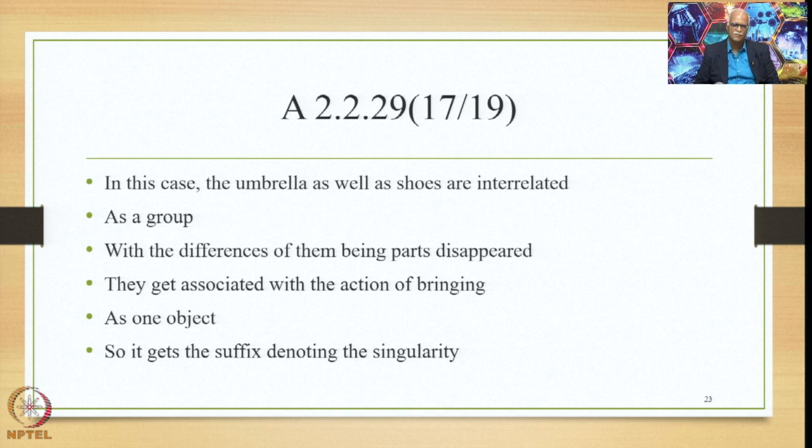In this case, the umbrella as well as the shoes are interrelated as a group, with the differences of them being parts disappeared. They get associated with the action of bringing as one object, so it gets the suffix denoting the singularity, because it is samahara, which is one.